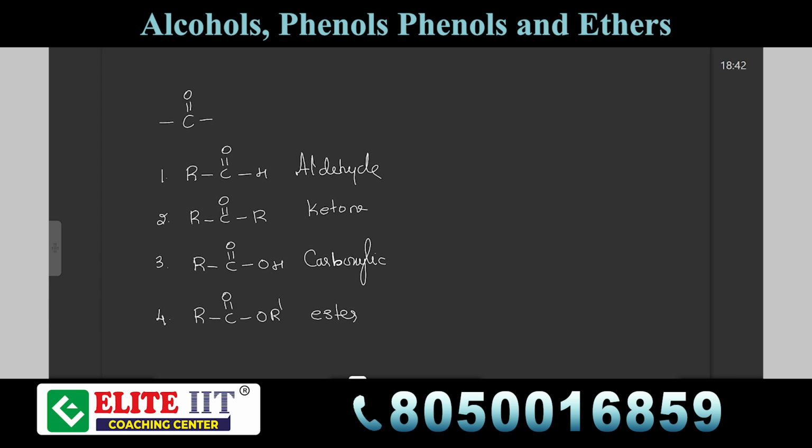Then next we have RC double bond O, Cl, which we call an acid chloride. Next one, this is your fifth one. Sixth one, we have RC double bond O, NH2, which we call an amide. So many compounds with carbonyl groups. Esters, acid chloride, amide are all derivatives of the carboxylic acid. You should be familiar with all this now.